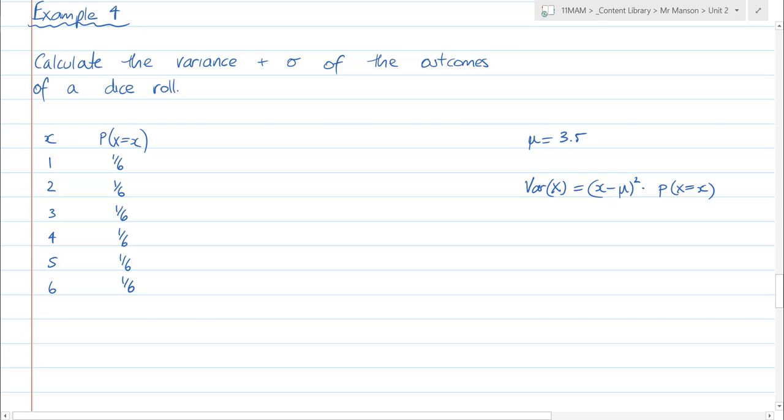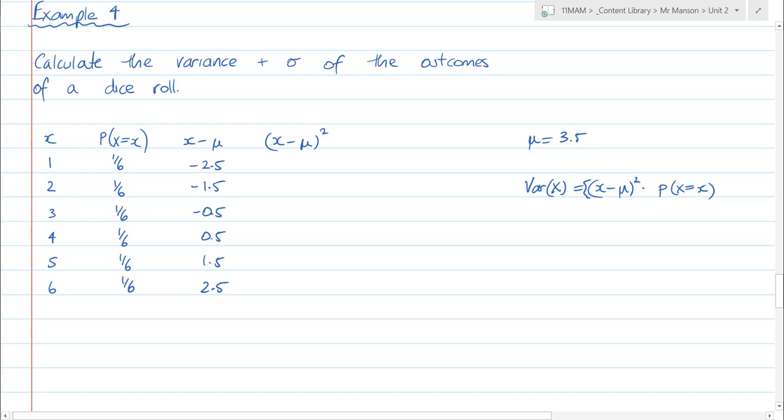So it's the sum of all those. I'm going to start by calculating. I've got my x, I know my mu. Let's work out what x minus mu equals. I'll have a new column, and in that column I'll work out x minus mu. 1 minus 3.5 is negative 2.5. 2 minus 3.5 is negative 1.5, negative 0.5, 0.5, 1.5, 2.5.